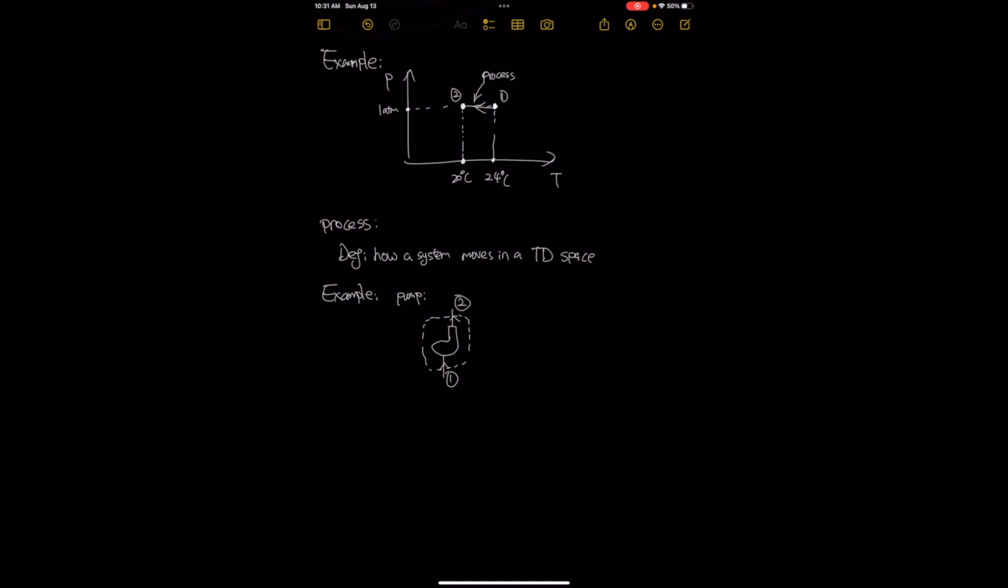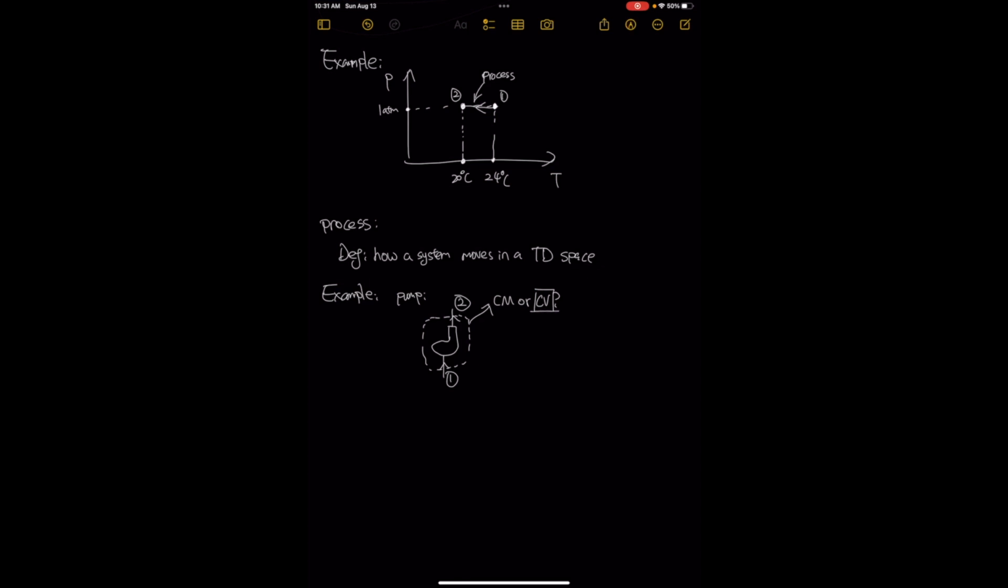And if I ask you, if you draw this boundary box, is it a control mass or a control volume? Because we have water coming in, and also pressurized water coming out, so we have a mass flow. If we have mass flow, then it means it's a control volume, right?